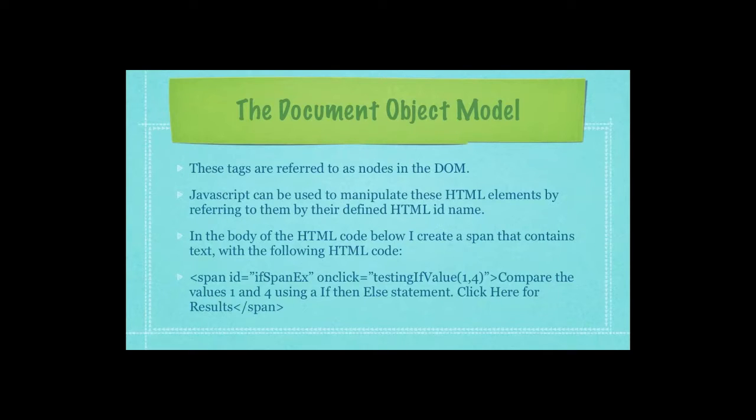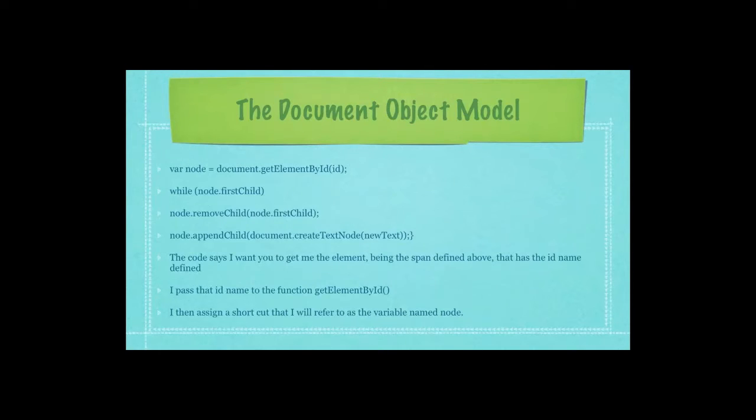In the body of the HTML code below, I create a span that contains text with the following HTML code. And this is what you saw previously. You can see here I defined a span, I gave it an ID so that I'll be able to refer to it in the future. And then I set that every time somebody clicks on that span with the onClick event handler, which we're going to learn a lot more about, it's going to call a function named testing if value and pass along those two variables to that function. Previously, I showed you four lines of code, and here they are again. Now I'm going to explain exactly what they do.